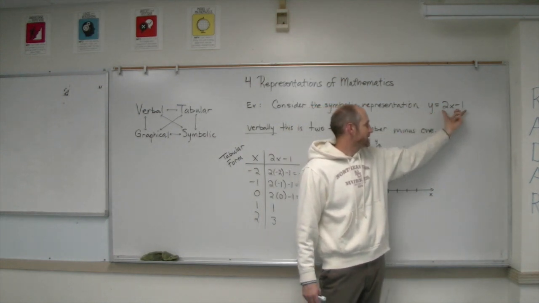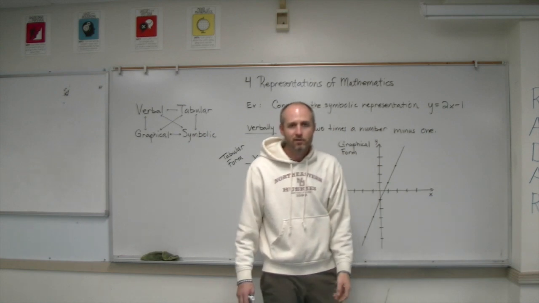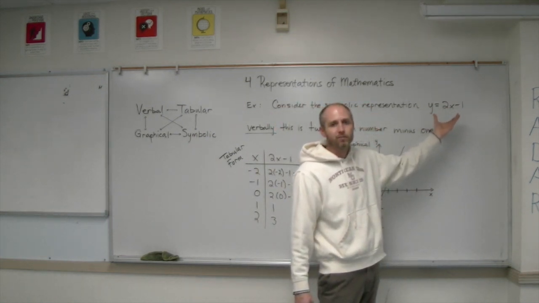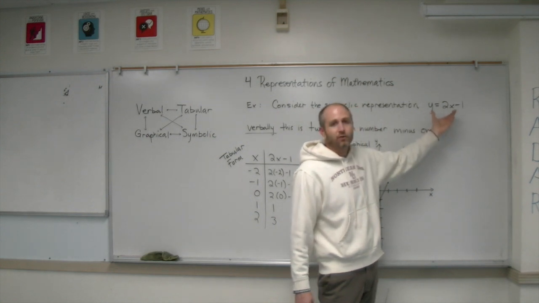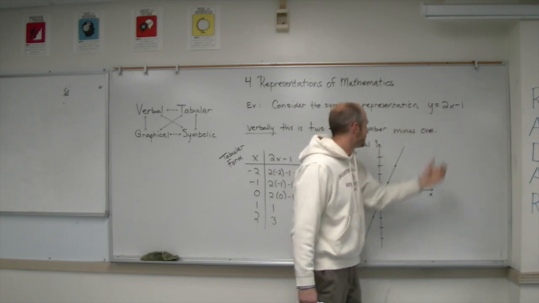So what this means is, pick a number, and put it into this function, and you'll multiply that number by 2, and then subtract 1 from it, and you'll get some other number, okay? So this is some information that's given to you in symbolic form. The upside to symbolic form is it's very concise. Downside is sometimes it can be a bit confusing.